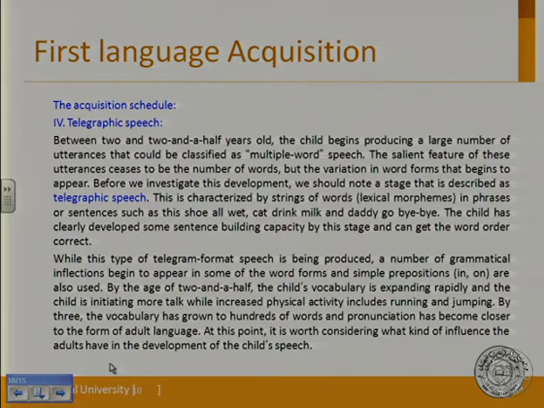Now, the child has clearly developed some sentence-building capacity by this stage and can get the word order correct. While this type of telegram-format speech is being produced, a number of grammatical inflections begin to appear in some of the word forms, and simple prepositions like in, on, at are also used. By the age of 2.5, the child's vocabulary is expanding rapidly, and the child is initiating more talk, while increased physical activity includes running and jumping.